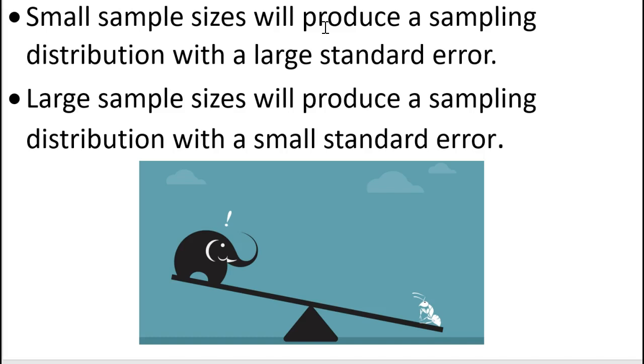As the sample size increases, the standard deviation of the statistic tends to decrease, and the statistics tend to be closer to the true value of the population parameter. Therefore, we have the 2 following properties. Small sample sizes will produce a sampling distribution with a large standard error, and large sample sizes will produce a sampling distribution with small standard error.